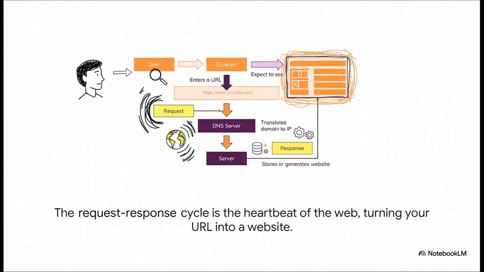This diagram here shows that conversation in action. You type a URL into your browser. The browser then looks up the server's real address in a special address book called DNS. Once it has the address, it sends a request over to that server. The server gets the request, finds what you're looking for, and sends a response all the way back. Your browser catches that response and puts it all together into the web page you see. That cycle, request, response, is the very heartbeat of the internet.